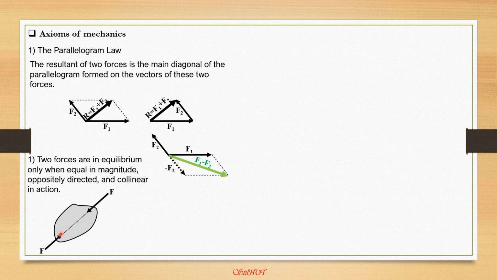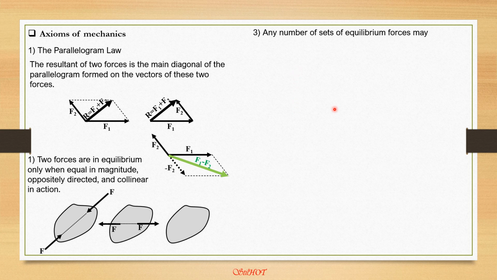So we have here an example. These two forces are in equilibrium because they are equal in magnitude, oppositely directed, and collinear in action. So another example, then the last one is this. So the forces may be removed out of the body because the two forces are in equilibrium. So because of that, any number of sets of equilibrium forces may be added to any force system without changing the external effect of the original system.